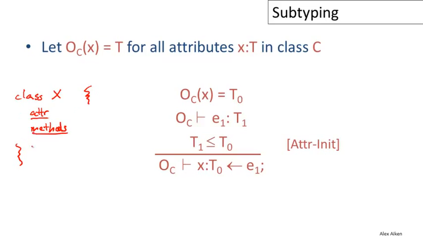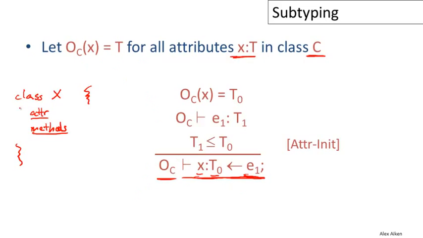And what does an attribute definition look like? Well, it looks like one of these things. It's a variable declared to have some type, and it can have an initializer on the right-hand side. And so in what environment is this initializer type checked? Well, it's type checked in this special environment O sub c, which just consists of the types of all the attributes that are declared in class C.